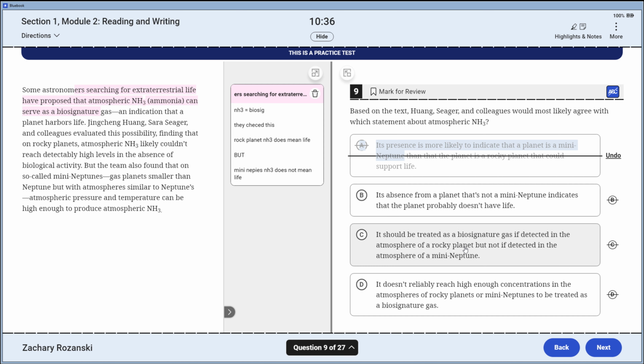It should be treated as a biosignature gas if detected in the atmosphere of a rocky planet, but not if detected on a mini Neptune. I love this. This is absolutely straightforward. Does mean life, does not mean life, but not if. Absolutely. Let's go back to the other one.